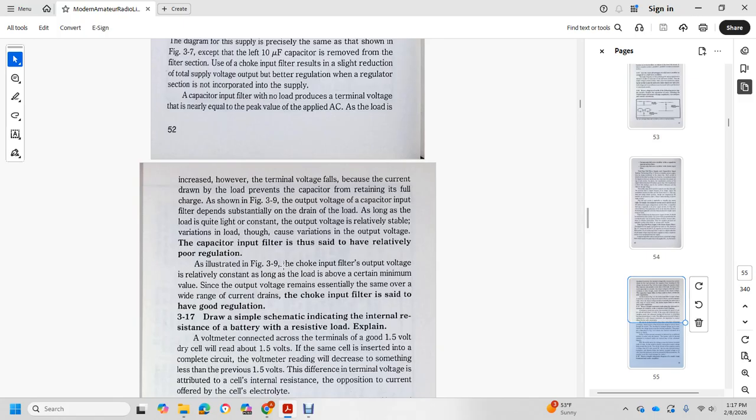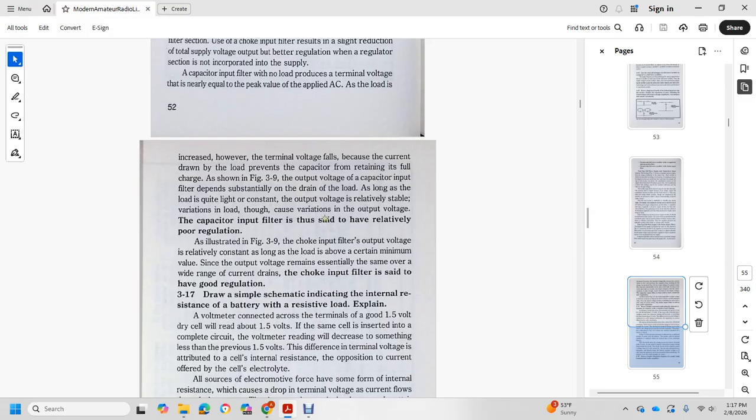Output voltage of the capacitor input filter depends substantially on the drain of the load. As long as the load is quite little and constant, the output voltage is relatively stable. The variation in load causes variation in output voltage. The capacitor input filter is thus said to have relatively poor regulation. In figure 39, the choke input filter output voltage is relatively constant as long as the load is above a certain minimum value. The output voltage remains essentially the same over a wide range of current drains. The choke input filter is said to have good regulation.